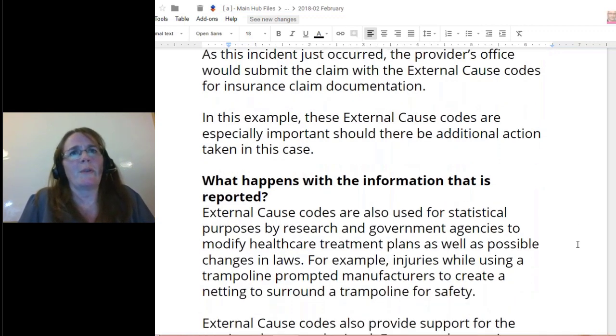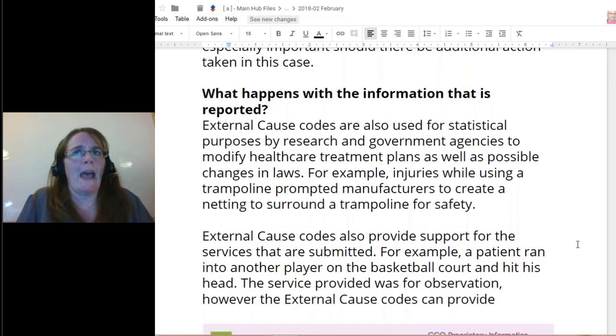So once these codes are reported to the insurance carriers, what happens with that information once they've been reported? These codes are used for statistical purposes by research offices like Johns Hopkins, which actually collects some of this information, and of course your government agencies like the CDC or Department of Health and Human Services. Those help modify treatment plans. They even work to make changes in laws.